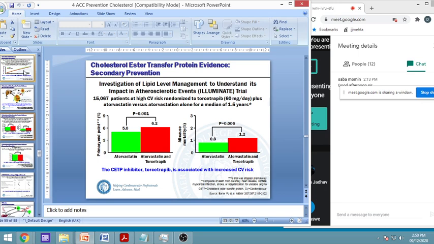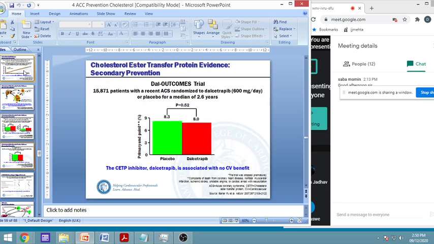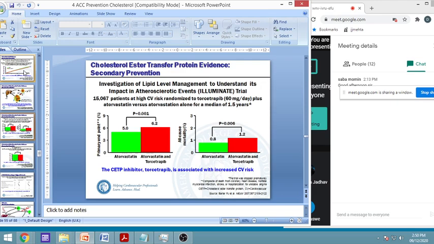This is a new, very recent drug, and the trial shows benefit when it is combined with atorvastatin. So there is another drug, dalcetrapib, and again no big benefits are there. Sorry, here I'm sorry, torcetrapib is associated with an increase in the cardiovascular risk. So this causes a slight increase in the cardiovascular risk, that is torcetrapib, and therefore it is not beneficial.